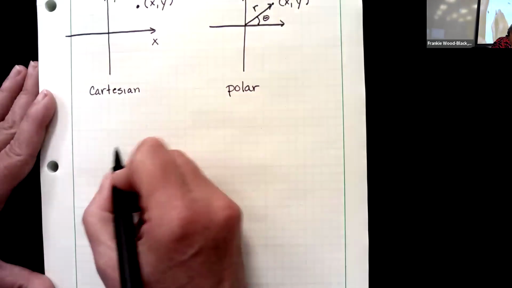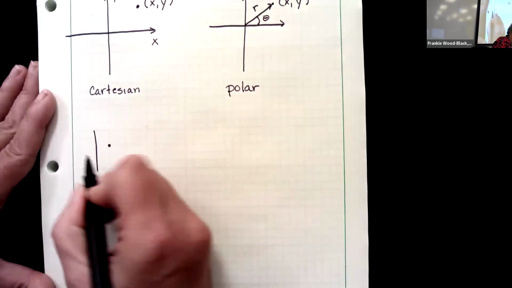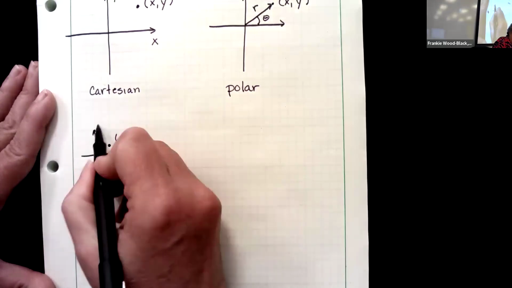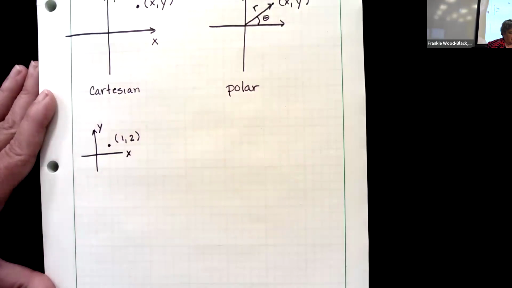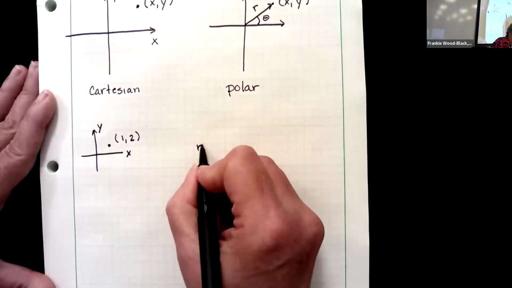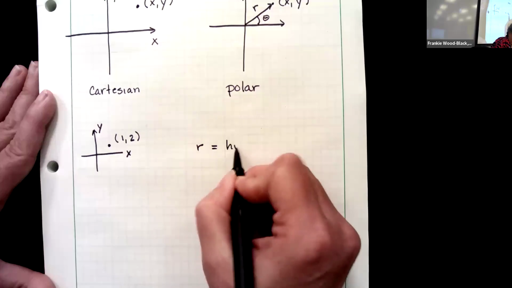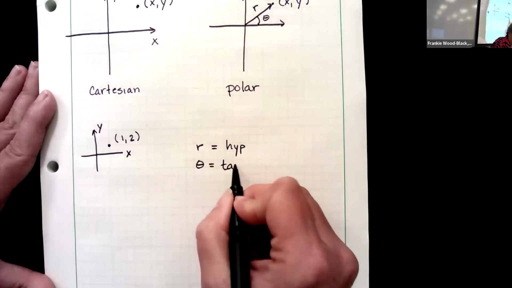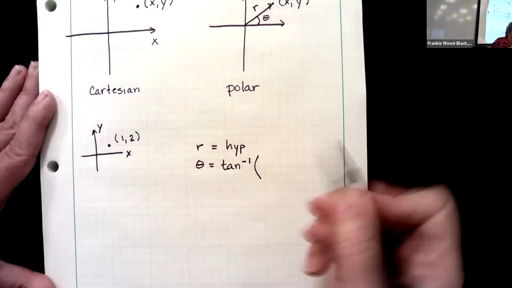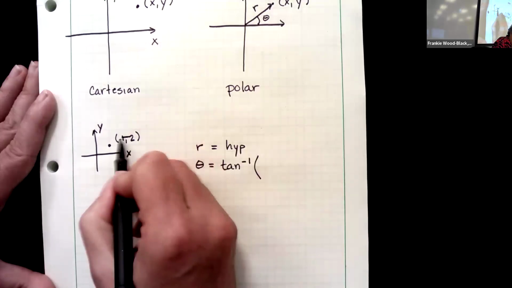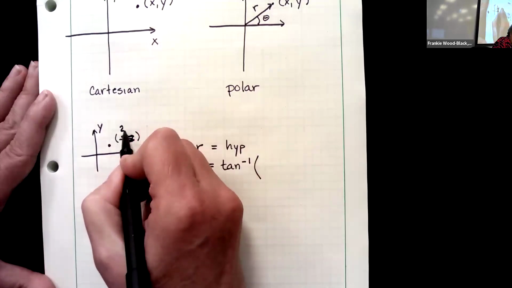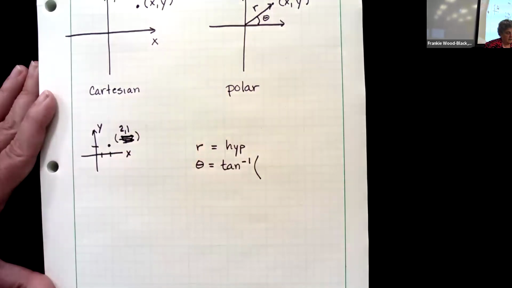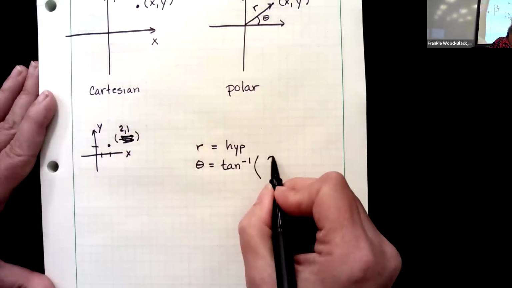So if I have a point, we're going to do this as a quick problem here. This is point 1, 2. My X and my Y. My R is going to equal the hypotenuse. My angle is going to be the arc tangent of my adjacent. Oops, I wrote that in the wrong order. Sorry, this is 2, 1. Because there's my 1, 2, 1. So that's going to be my adjacent is 2.